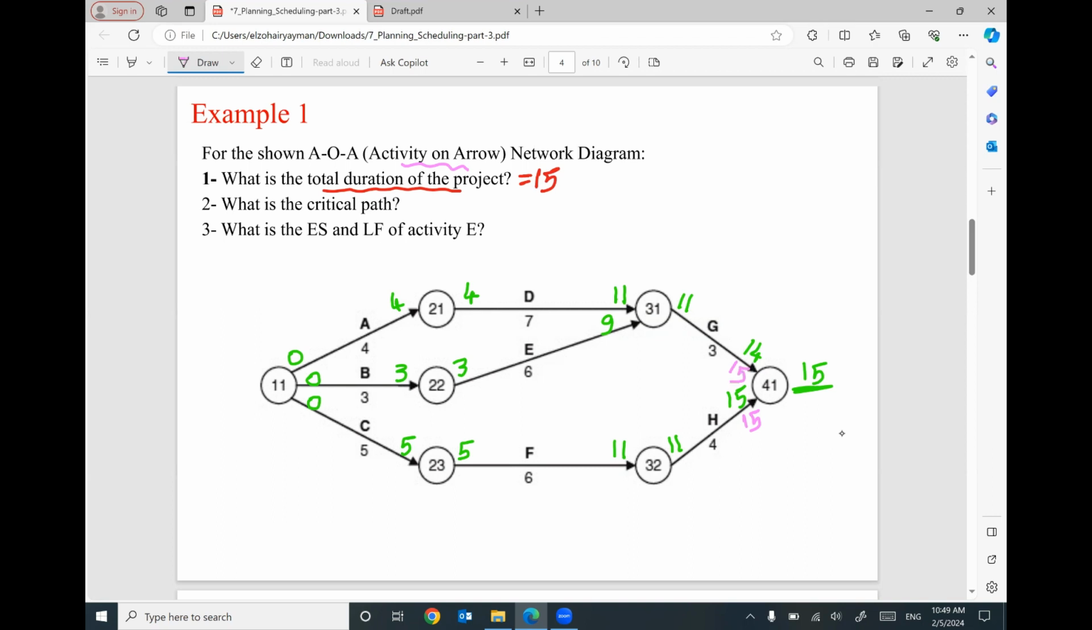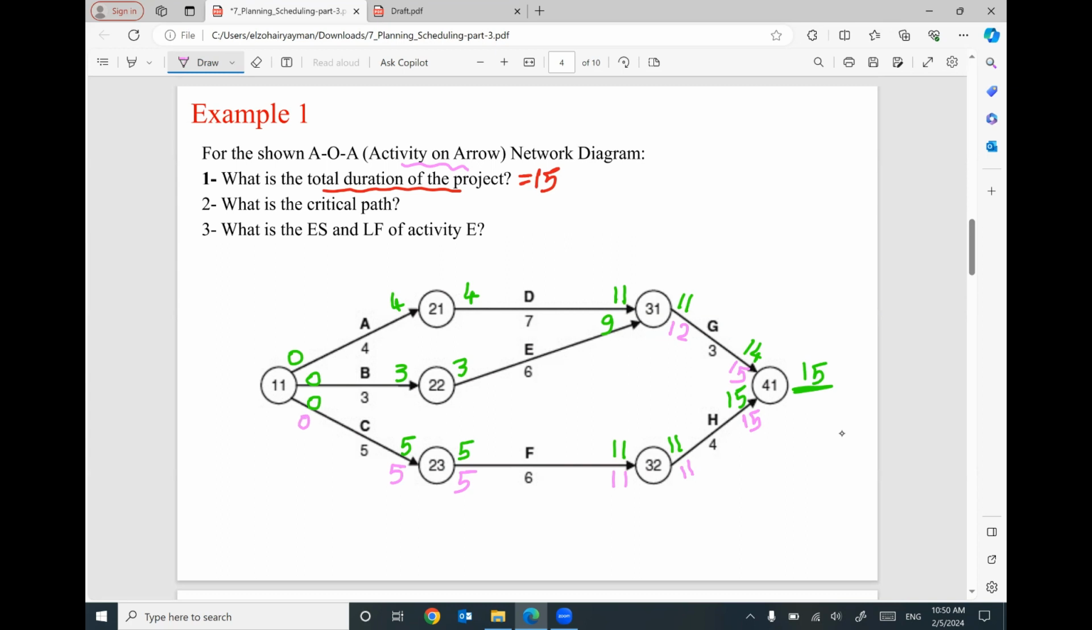15 minus 4 will be 11. 15 minus 3 will be 12. This 11 will be 11 here, the same. We have only one following activity, H, for F. 11 minus 6 will be 5. This 5 will be here 5. 5 minus 5 will be 0.